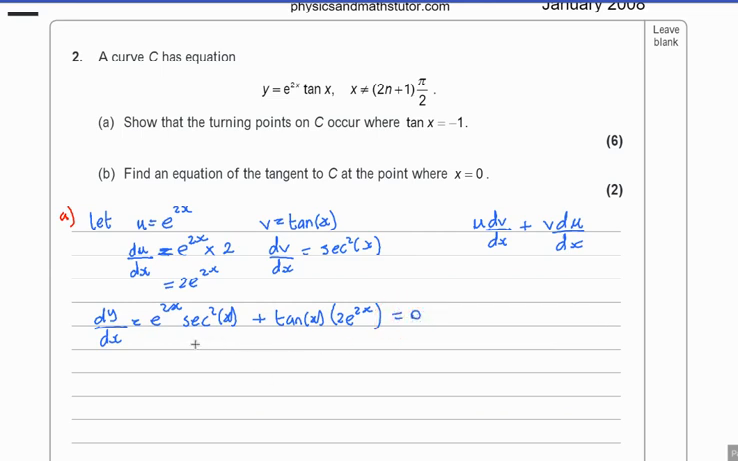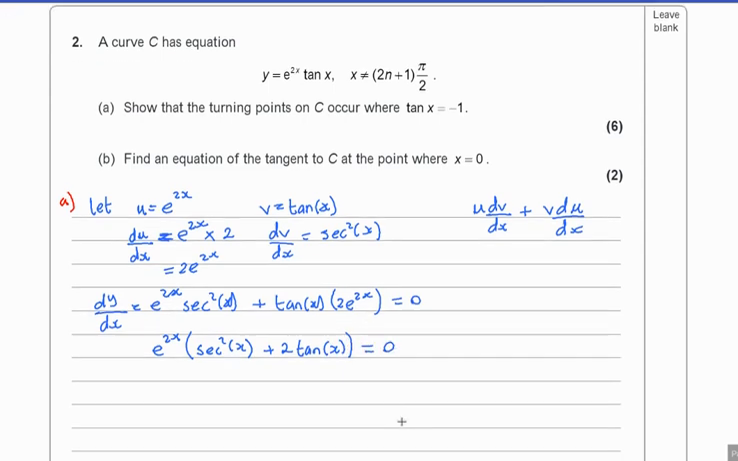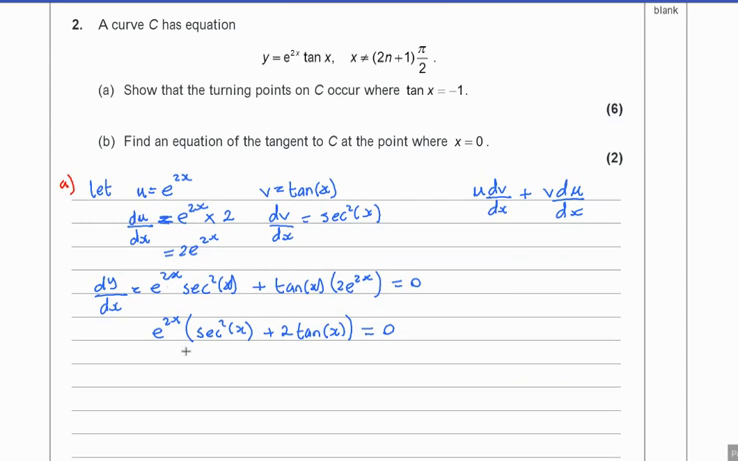And what can we do here? Well, we can factorize e to the power of 2x. So that gives us e to the 2x, and then we've got sec squared x, plus 2 tan x, and that equals 0. There's actually quite a lot happening here. We can divide everything through by e to the power of 2x because we are confident that e to the power of 2x will never be 0. So we're just left with sec squared x plus 2 tan x, and we must have that equal to 0.